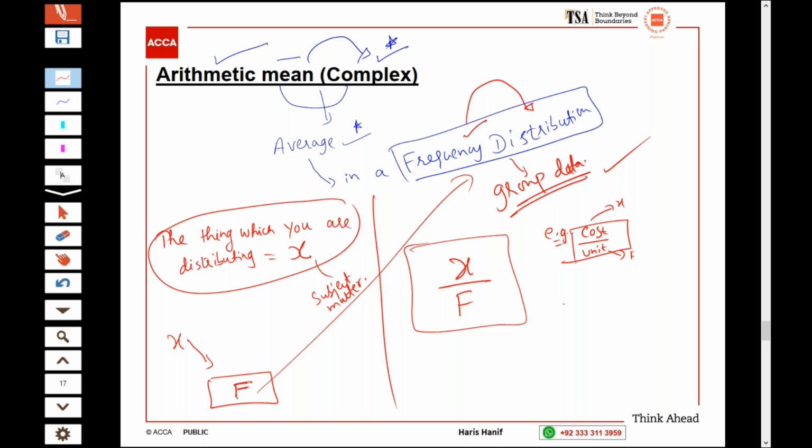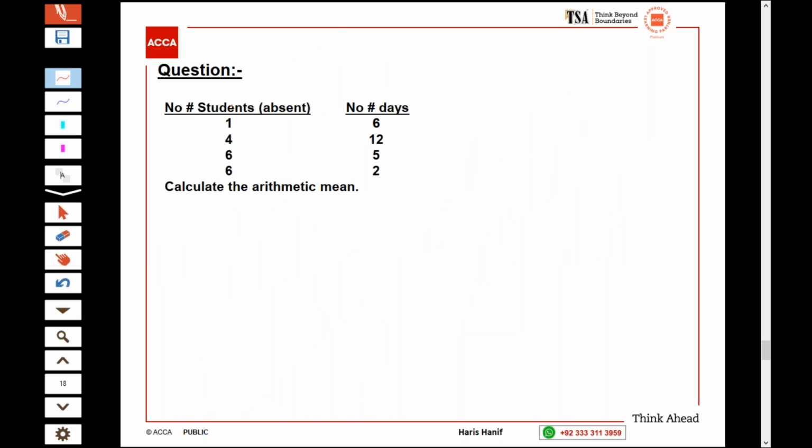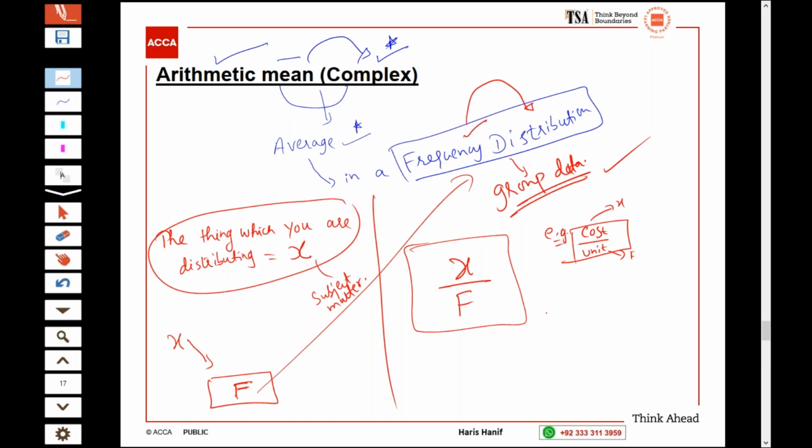Okay. For example, number two example. The next example is, I will be using students absent per day. The main subject matter is not the day. The subject matter which is visible in front of me, the chocolates, the students, this is X, and this is F.